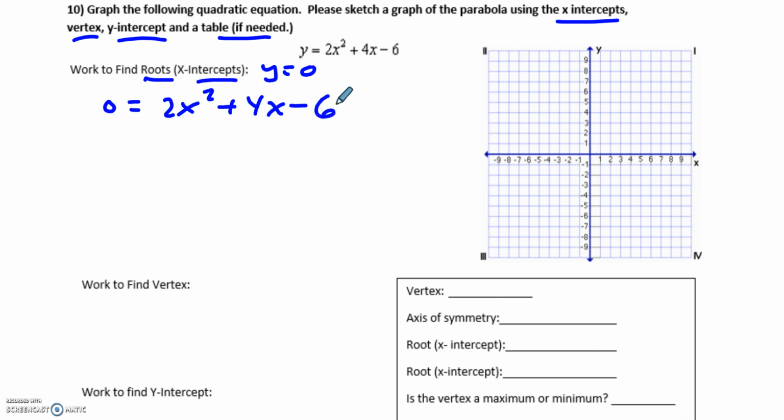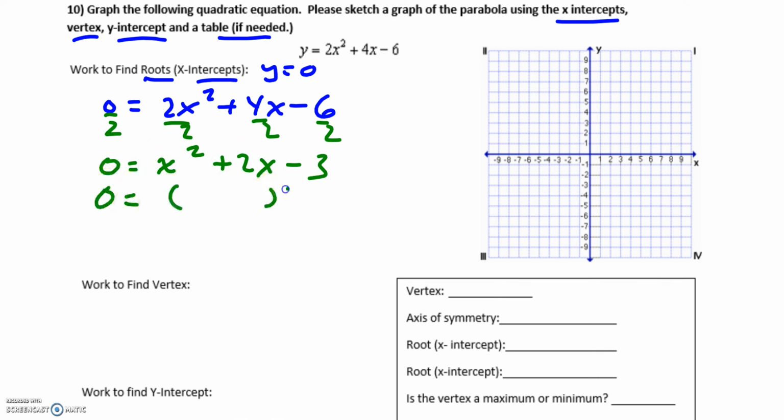And if I'd like to solve this for the roots, I could do quadratic formula, I could factor, or I could complete the square. Now, my first gut instinct is to factor if possible. So what I'm going to do is divide everything by 2 to make the problem a little easier. So you get x squared plus 2x minus 3 equals 0.